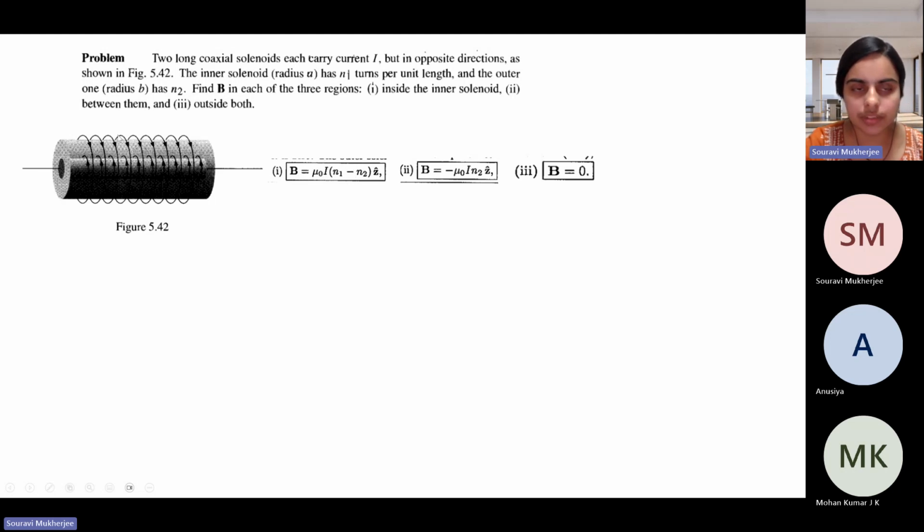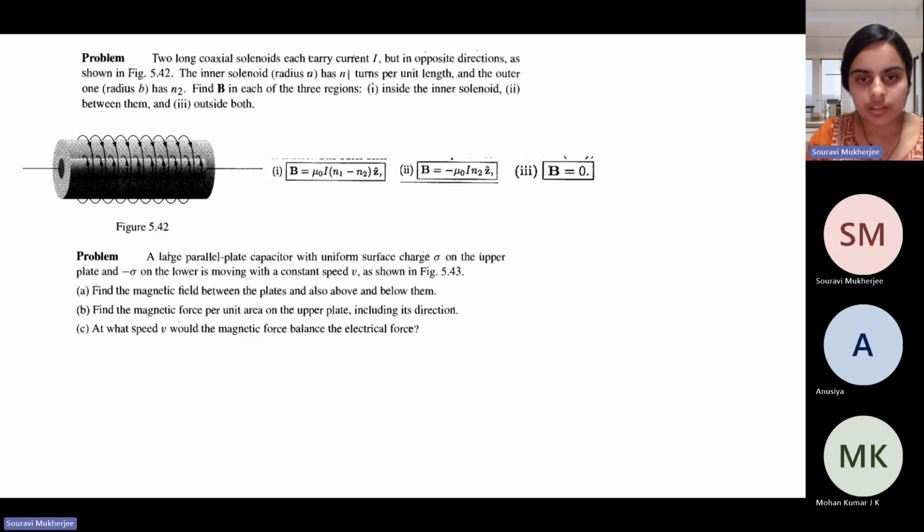But in the second region, which is between the two, obviously it's outside the inner solenoid, right? So there the field due to the inner solenoid is zero. Only the outer solenoid contributes, right? So you just have minus mu zero I into z cap, right? Okay. So for any kind of structure which involves solenoids, you can make use of the right hand thumb rule and see how the magnetic fields are directed, and you can try to find the fields.